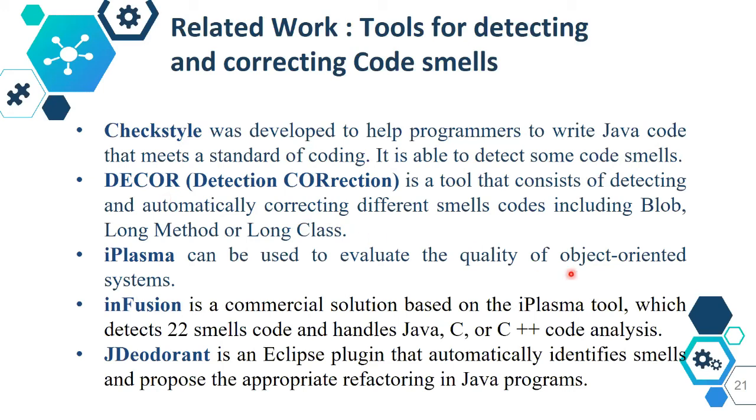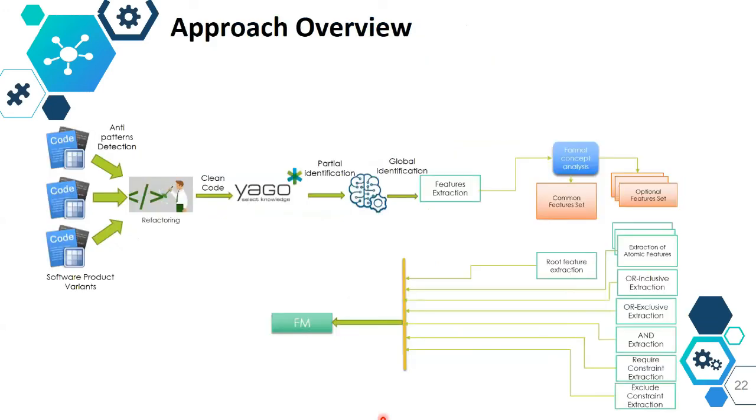Here, the second one is a tool for detecting different code smells, including the long method and the long class. Another one is used for evaluation of the quality. inFusion is a commercial solution to do refactoring for source code in Java, C, C++, and so on, and to detect 22 code smells. JDeodorant is an Eclipse plugin that identifies code smells and proposes an appropriate refactoring in Java programs only. Okay, our approach is just the beginning of our work.